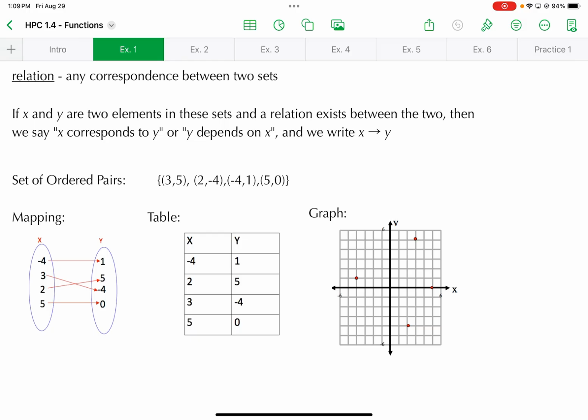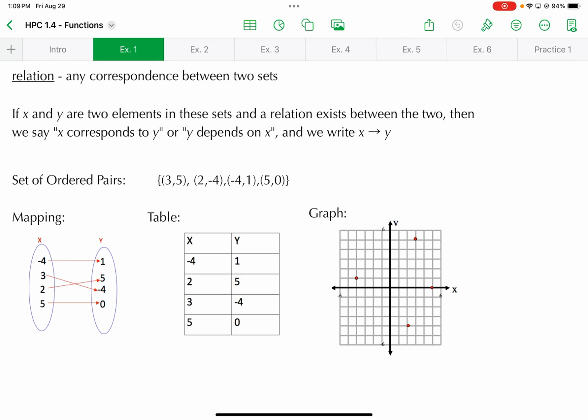So there are many examples of relations that we can have, and there are a lot of different ways that we can write them. We can write them like a set of ordered pairs. So we've got the curly brace here, which indicates that we're talking about a set of something. And then inside we have a couple different coordinate pairs: (3, 5), (2, -4), (-4, 1), and (5, 0). This would be a set of values that represents a relation, okay?